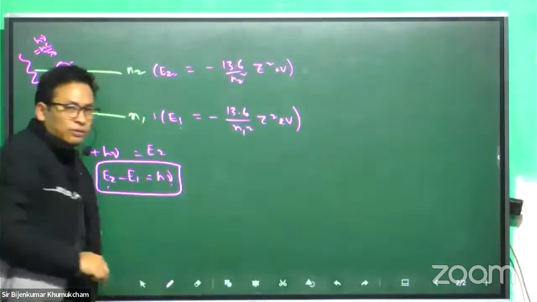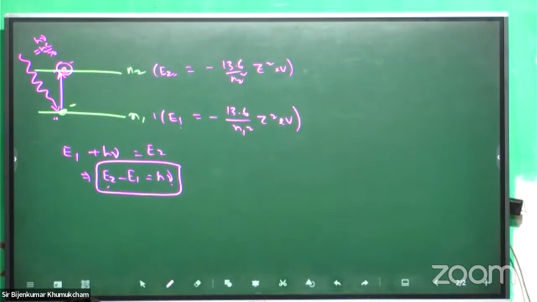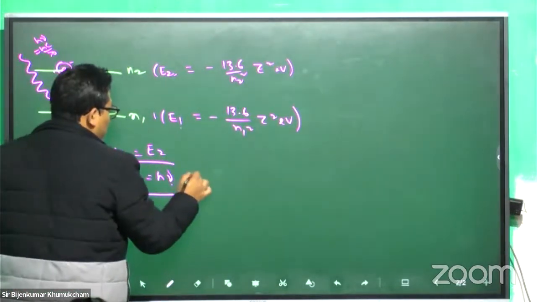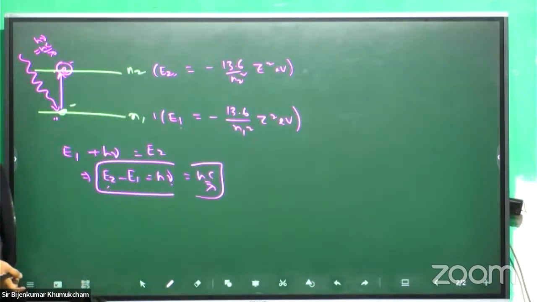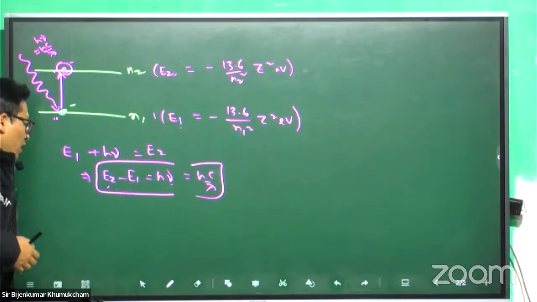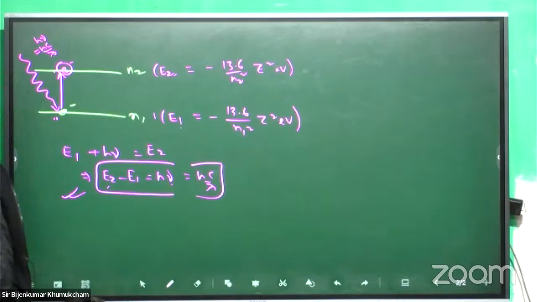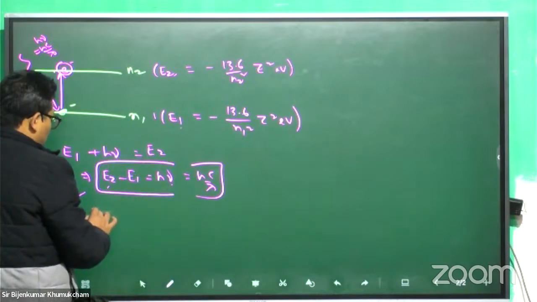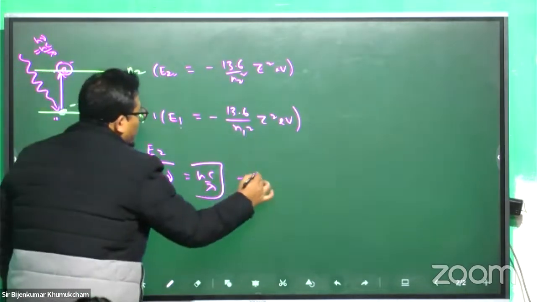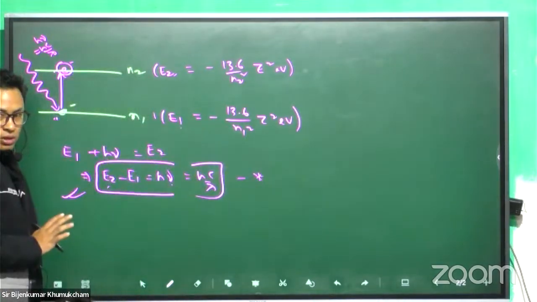If they ask to find the energy, it is h nu, which is h c by lambda, where nu is frequency, lambda is wavelength, c is the speed of light, and h is Planck's constant. This is a very basic equation, used everywhere.